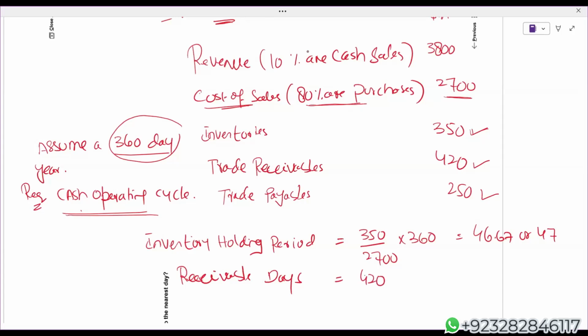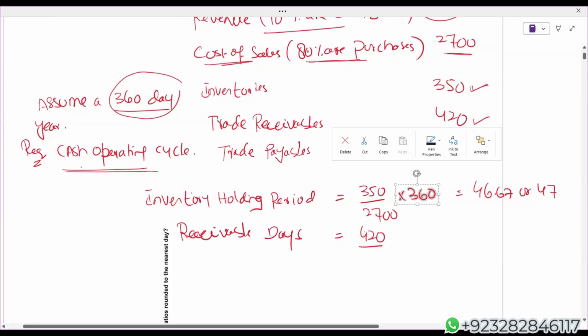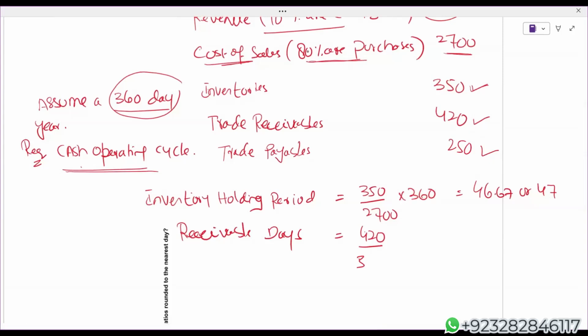Trade receivable is 420. I will divide this with credit sale. Total sale is 3,800 million. 10% are cash sales. It means credit sale is 90%. 3,800, I'll take 90% of it into 360. Let's see what we are getting. In the denominator, I am having 3420. 420 divided by 3420 into 360. Students, I am getting 44. So make sure to work on nearest days.